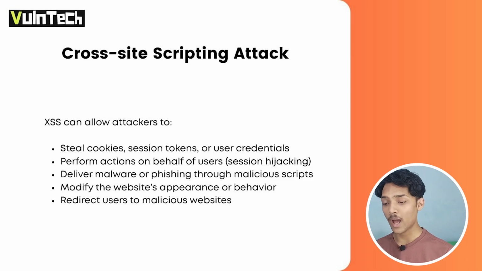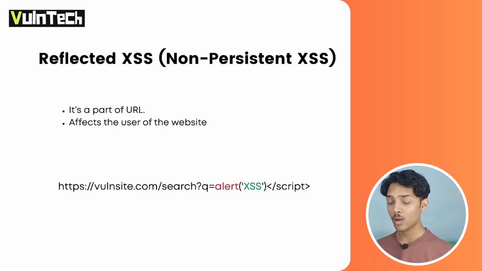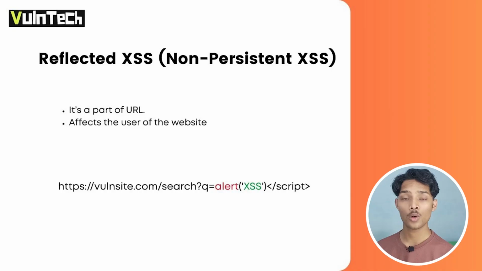Now the first we have is reflected XSS. In this vulnerability, the malicious script is a part of the URL or input and the server immediately reflects it back in the HTTP response, and it only affects the user who opens a maliciously crafted link. For example, in the URL of some website there is a malicious JavaScript, maliciously modified, and it looks like this. So whenever the user opens this website, this script will be reflected onto his page.